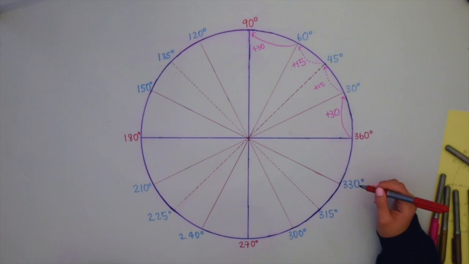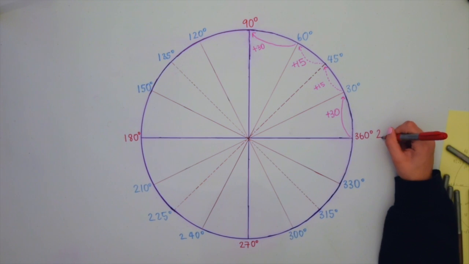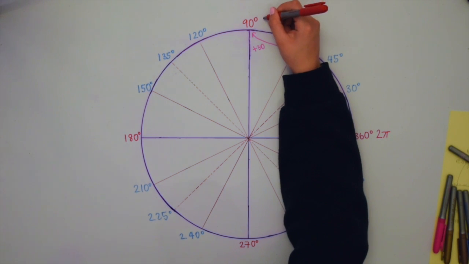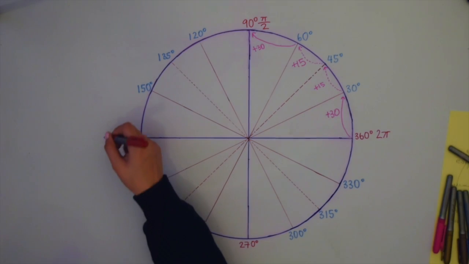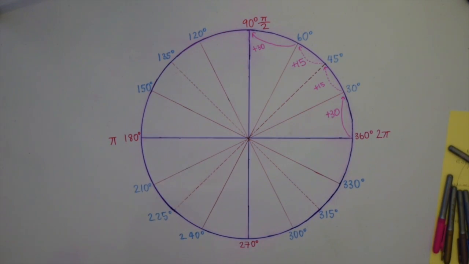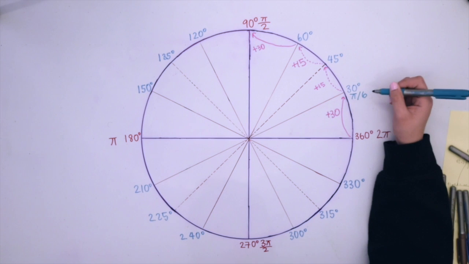Next up is the radians. We would start with 360, and the conversion for 360 would be 2 pi. At the 90 mark, it's pi over 2. At 180, it will be pi. At 270, it's 3 pi over 2.